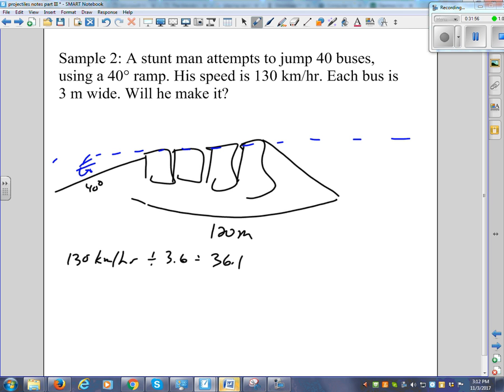36.1 meters per second. Do we need to break it into components? Yes, we do. So VH is going to be 36.1 times the cosine of 40. We can't combine it. 27.7. I haven't combined anything.